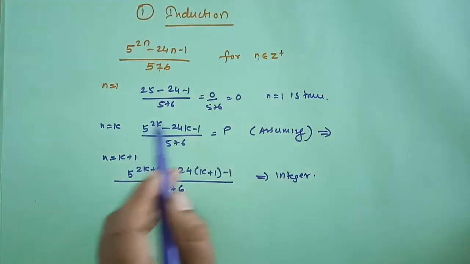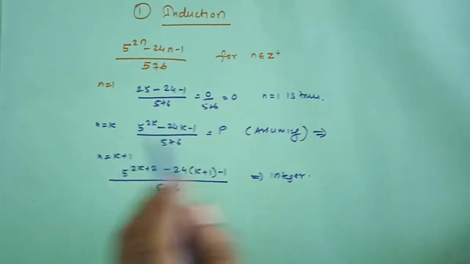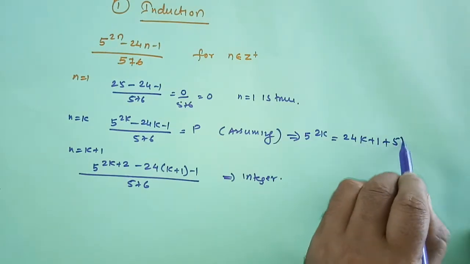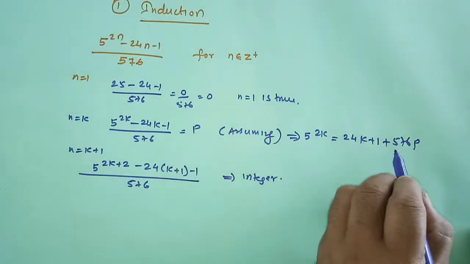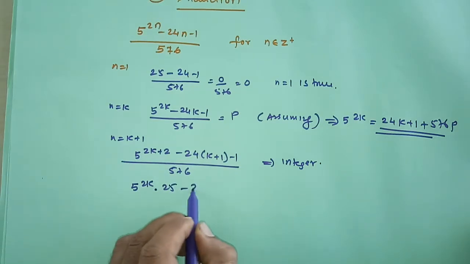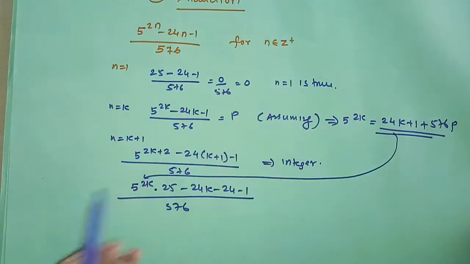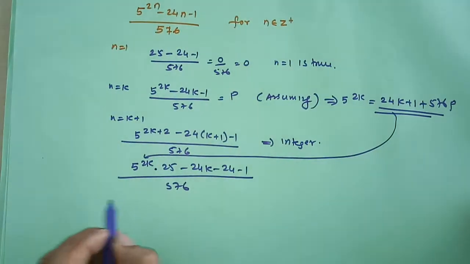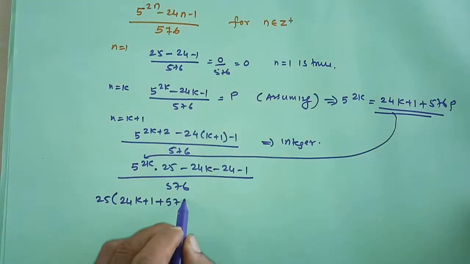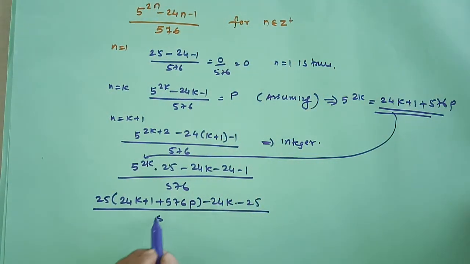Generally, while you're using divisibility, make one other thing the subject, like either 24k as the subject and plug it in here, or make 5 to the power 2k the subject. So 5 to the power 2k equals 24k plus 1 plus 576p, and bring the other things to this side. Now this is what I'm going to use. So you get 5 to the power 2k into 25 minus 24k minus 24 minus 1 over 576. Now plug this value in here. So what you get is 25 times (24k plus 1 plus 576p) minus 24k, this is as it is, minus 25 over 576.